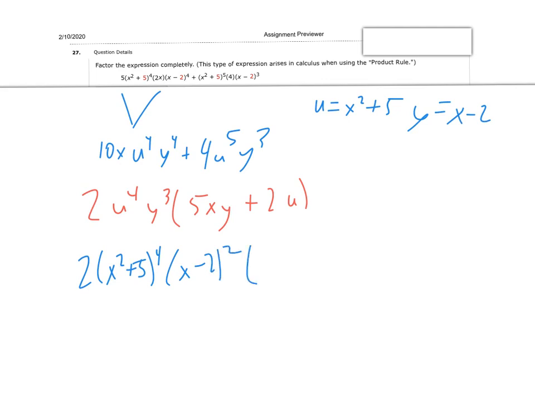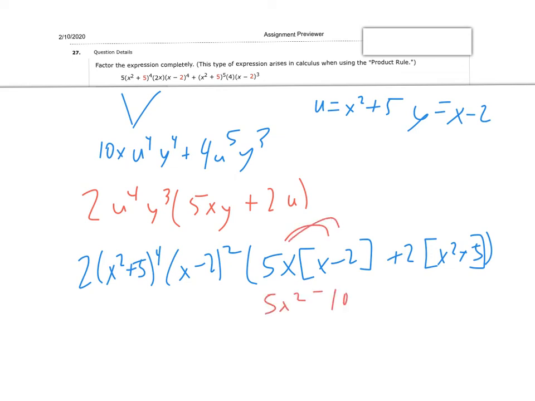And then here I have 5x, and I got to use a bracket here. And this will be kind of the big part of the problem, is I have to distribute that into x minus 2, and then I'm going to distribute 2 into x squared plus 5. So I'm going to work on that over here. So this will be 5x squared minus 10x plus 2x squared plus 10x. Nope, that's just plus 10.